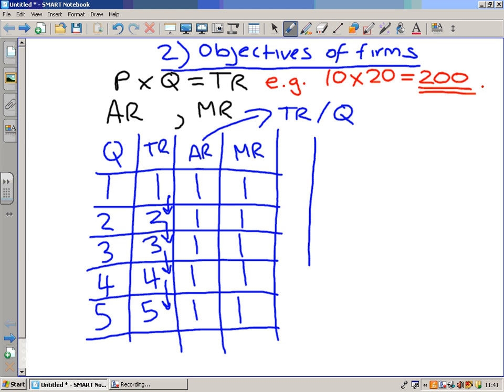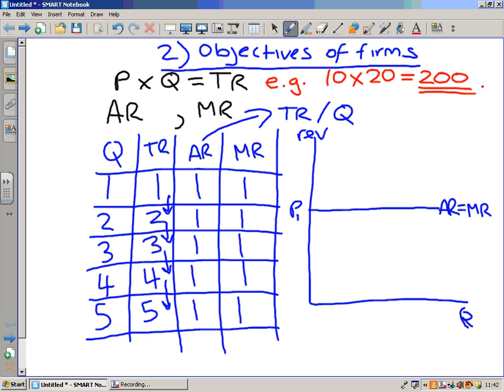If we were to draw this curve, it would look like this. So quantity on the horizontal axis, and this time revenues on the vertical axis. For this business, we know that every single product has been sold for the same price. Let's just call this P1. In our example, it was 1. This line is therefore the average revenue line, because every single product has been sold for this price. It's also the marginal revenue line.